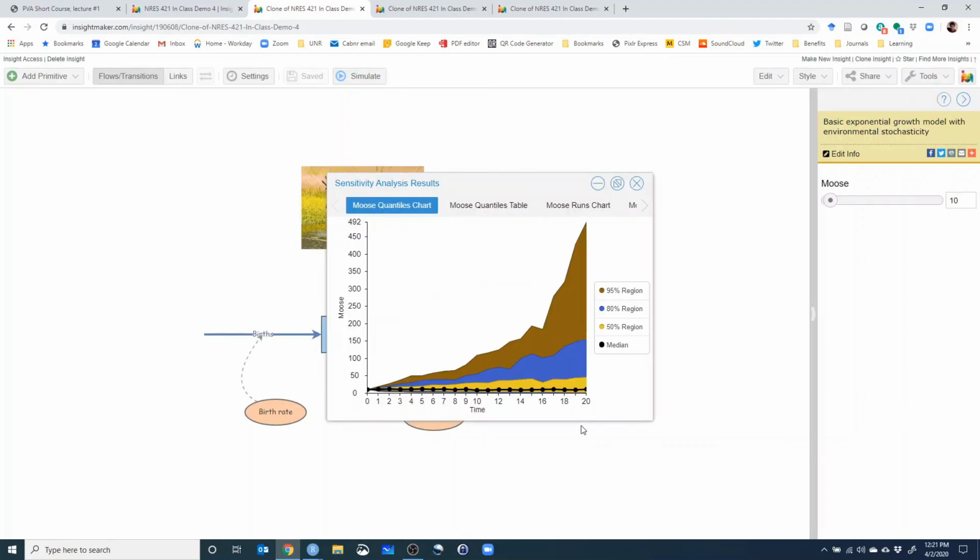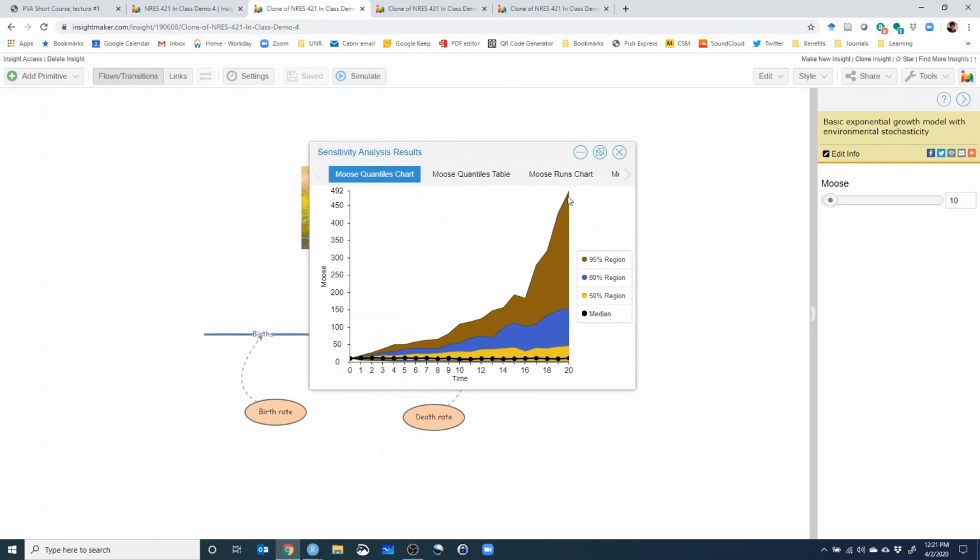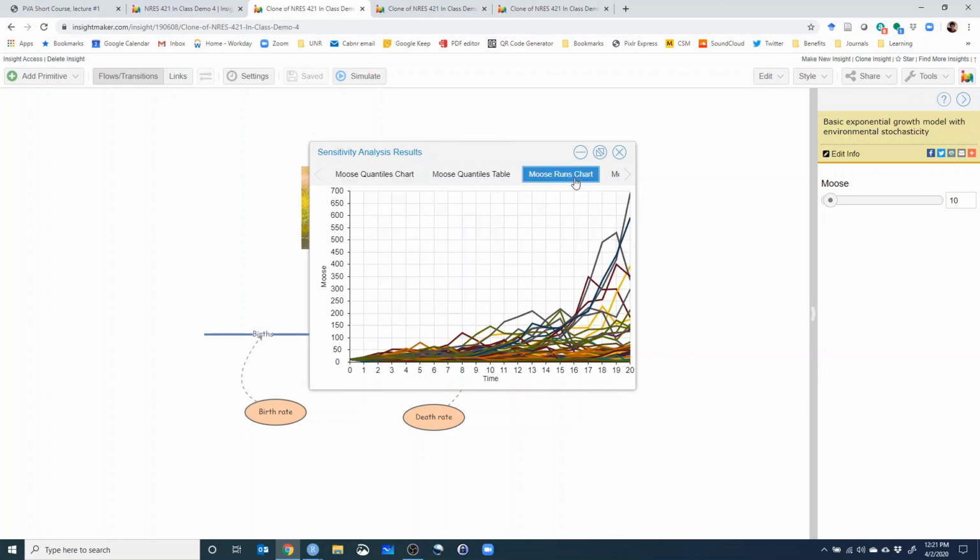And we see the cloud of potential futures. So we're now interpreting a whole range of 100 times that we've run this 20-year model, and this figure encapsulates all 100 runs. Sometimes in some runs the population got up to almost 500, and other times it went extinct. We can look at the spaghetti plot as well and see how variable this population really is.